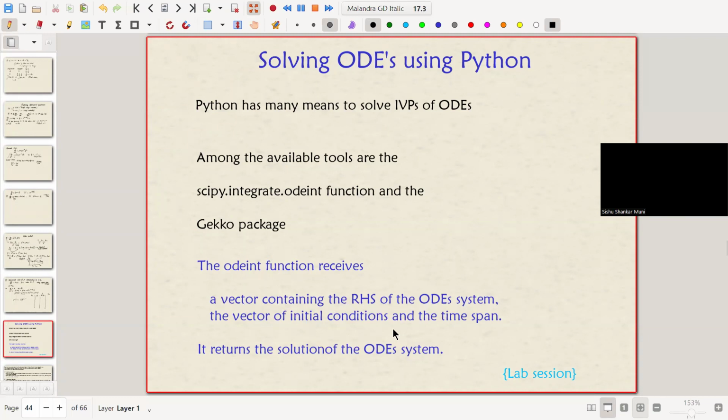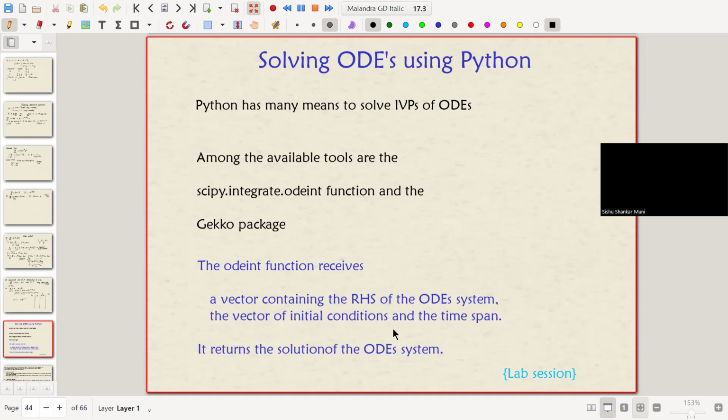It might be that your function depends on just one variable, so the vector is just 1 cross 1. It might be that you have two different initial conditions, like both x and y. It might be a coupled ODE. In that case, you need a vector of initial conditions. And the time span, like which time range you want to span.